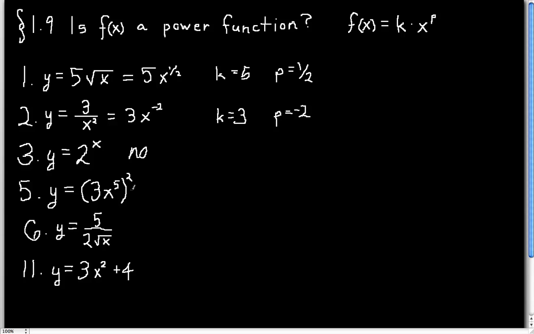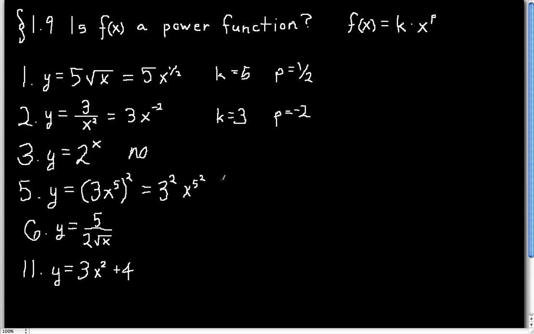What about number 5? Is number 5 a power function? It turns out the answer is yes, and it's perhaps not obvious at first because we have 2 powers up here and we have this parenthesis. It's not quite written like k times x to the p, but one of the rules of algebra is that whenever you have a product, 3 times x to the 5th, to a power, the power is 2, you can take the product of the powers. What does that mean? It means that this is the same as 3 to the 2 times x to the 5 to the 2.